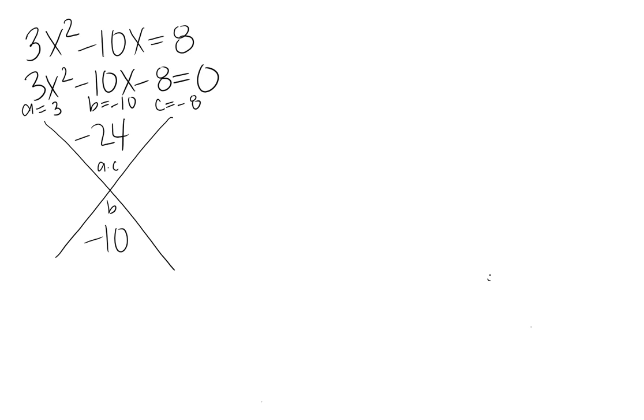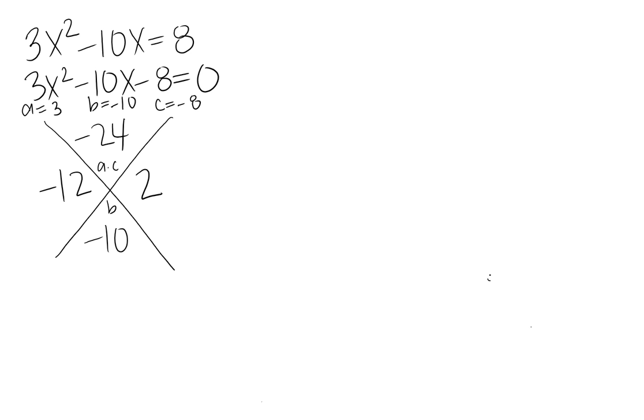Okay, so now comes the challenging part. I need to come up with factors of 24 that would also add to be negative 10. So what two numbers could I multiply and get negative 24, but add and get negative 10? For this example, I could do negative 12 and positive 2. Now, some of you might have been thinking 6 and 4, but they would need to both be negative in order to get negative 10, and two negatives would multiply to get a positive 24, so that won't work.